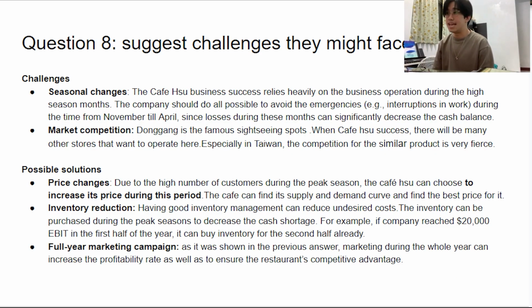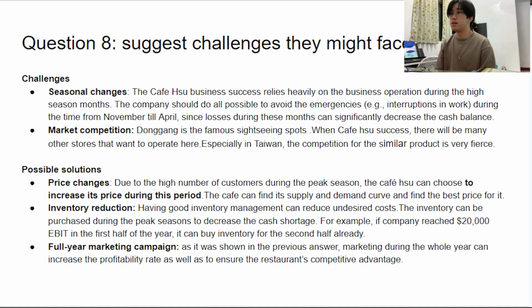Okay, so let's move to the last question. Suggest some challenges they might face. The first will be the seasonal challenges. Since they have already experienced the high season, they will soon face the low season, which is from November to April. And the company should be able to avoid emergencies during this period.